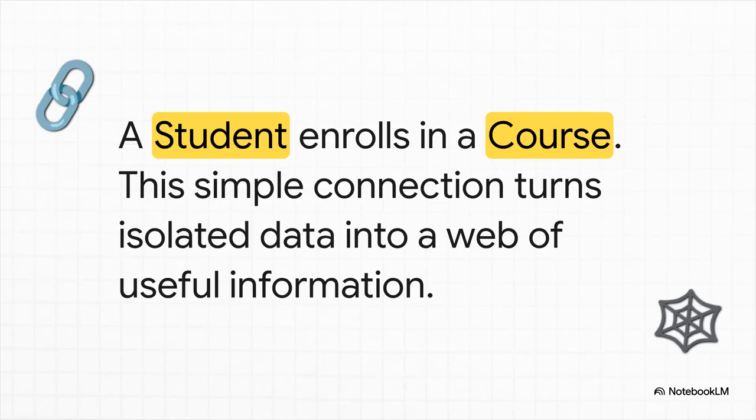But now, look at this. We add a relationship. We define that a student enrolls in a course. And bam, suddenly that simple connecting line gives our data meaning. It gives it context. Now we can actually answer questions like, which courses is Jane Doe enrolled in? So the whole point is that relationships turn these isolated data points into a powerful, connected web of information.